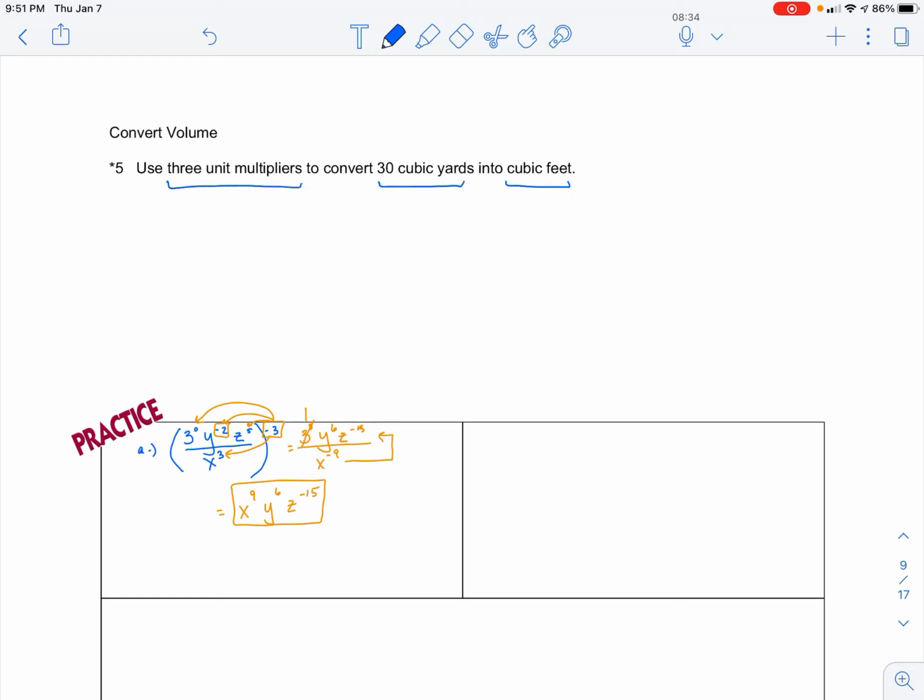3 unit multipliers. So we always write first what we're starting with. What are we converting from? So we're taking 30 cubic yards. So we're going to write yards 3 times and multiply them. 3 unit multipliers, so let's go ahead and build those in, trying to get to feet. Oops, goodness gracious. I'm sorry, guys. Hopefully you're sitting there, I'm sure Bailey is, telling me, wait, Miss Quigley, that should be yards. You're so right. There we go.